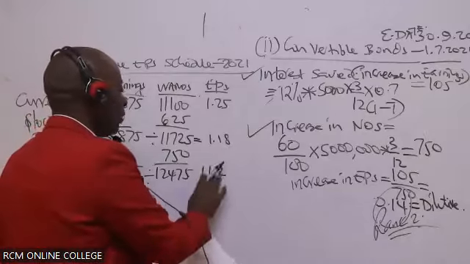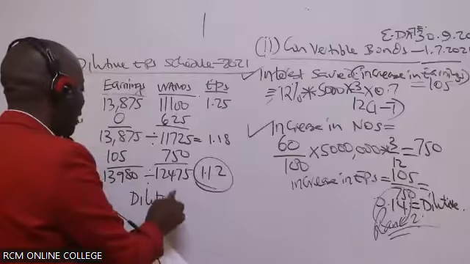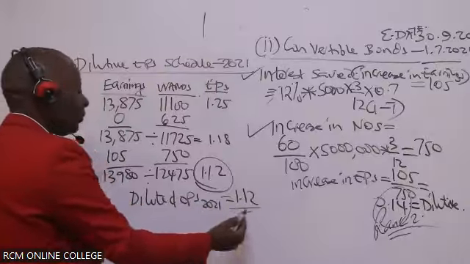And the very lowest becomes the diluted EPS. 2021 equals 1.12.